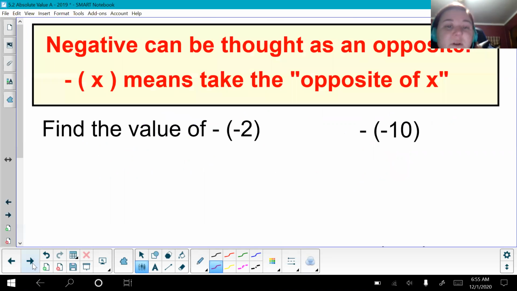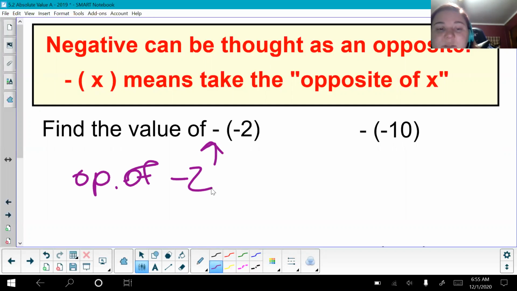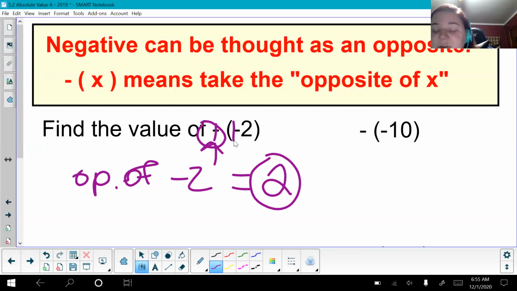So this is what it looks like if I wrote it with negatives. A negative can be thought of as an opposite. So -x means take the opposite of x. Think about what I said about double negatives. So here, this really says take the opposite of a -2. That's what this means. Take the opposite of a -2, which is 2. So in reality, these two negatives actually cancel each other out, which gives it a +2.